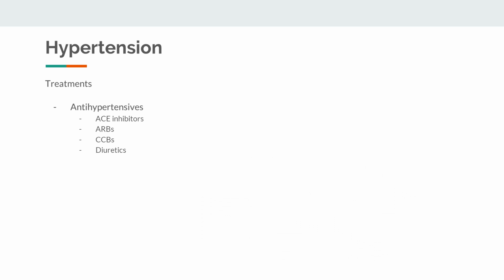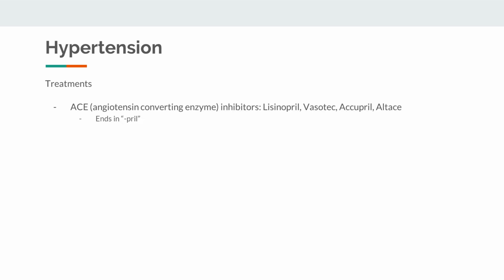Hypertension is generally treated with antihypertensives or high blood pressure medications. There are several types of blood pressure medications that have different mechanisms of action. While you don't have to memorize them, it might be helpful to learn a little bit more about them. ACE inhibitors generally have the suffix pril and include medications like lisinopril, Accupril, Vasotec, and Altace. ACE inhibitors, as the name suggests, work by inhibiting ACE, or the angiotensin converting enzyme.